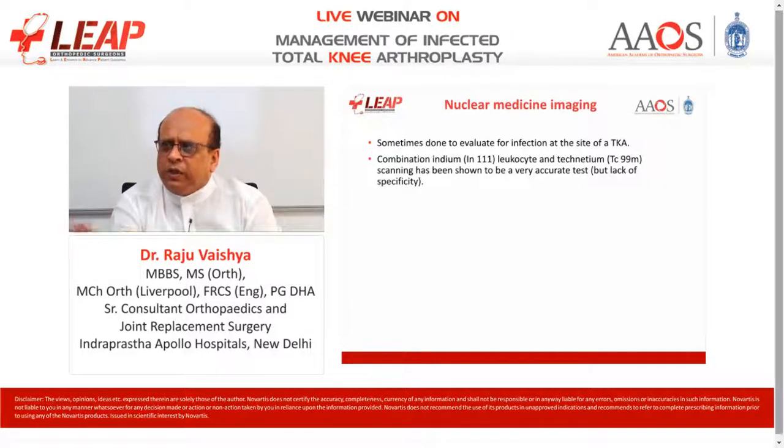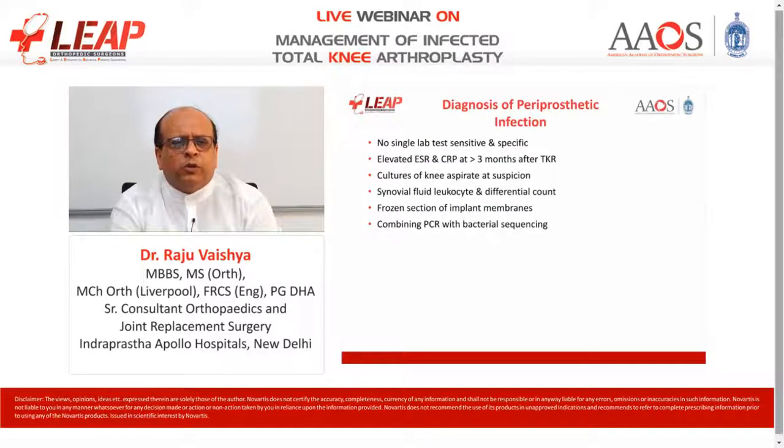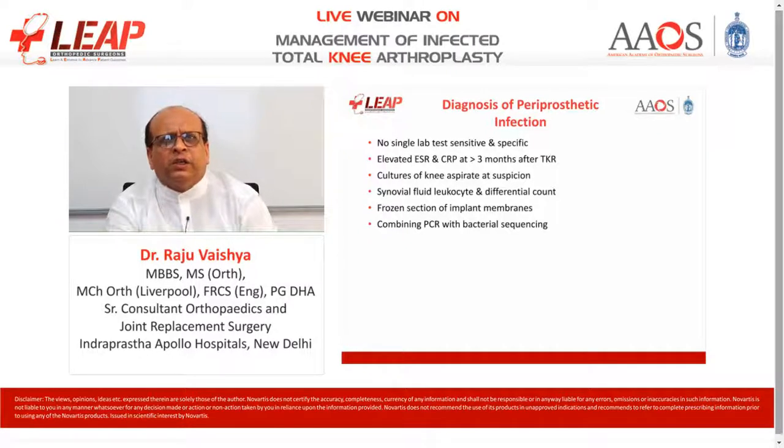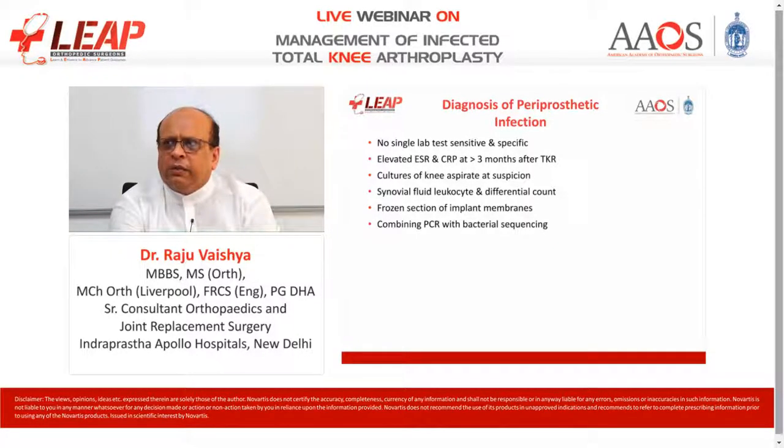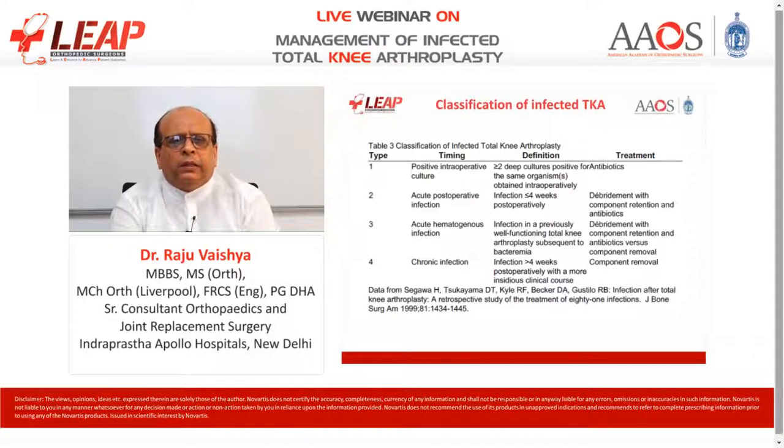So to diagnose periprosthetic infection, there is no single lab test that can confirm the diagnosis, as these are not so sensitive and specific. However, elevated ESR and CRP at 3 months after total knee replacement should indicate infection. Culture on knee aspirate at suspicion. Synovial fluid leukocyte and differential counts are useful in indicating towards infection. Frozen section of implant membrane and combining PCR with bacterial sequencing is a new test that could indicate periprosthetic infection.